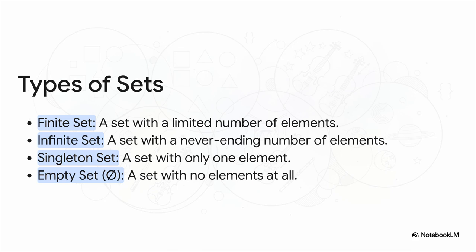Its opposite, of course, is the infinite set, which goes on forever, like all the numbers. Then there's the singleton set, kind of lonely, it only has one single element. And last but not least, the super important empty set. It has 0 elements, nothing, nada. And we use this cool circle with a line through it to represent it.